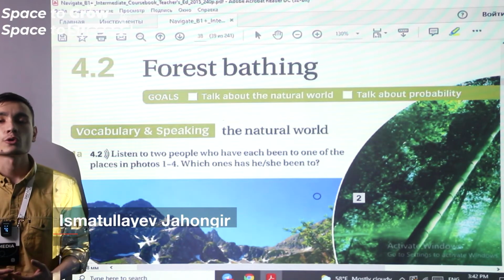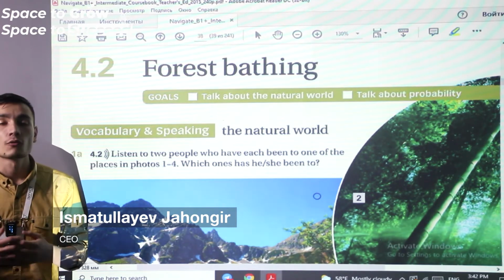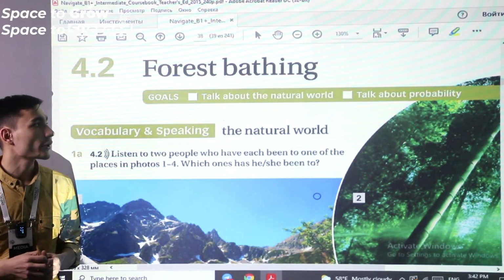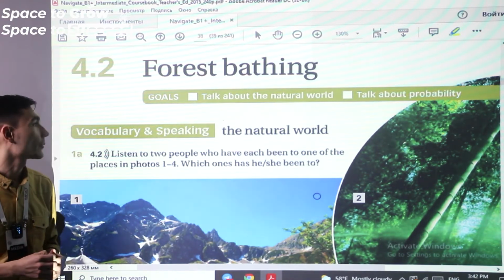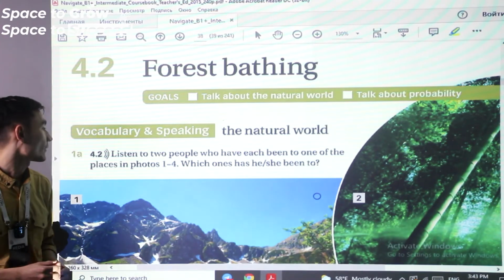Today in our lesson we'll go through our intermediate course and unit 4. Here is our second part, 4.2, forest bathing. Goals. Our goals here are to talk about the natural world and talk about probability. Vocabulary and speaking. Natural world.